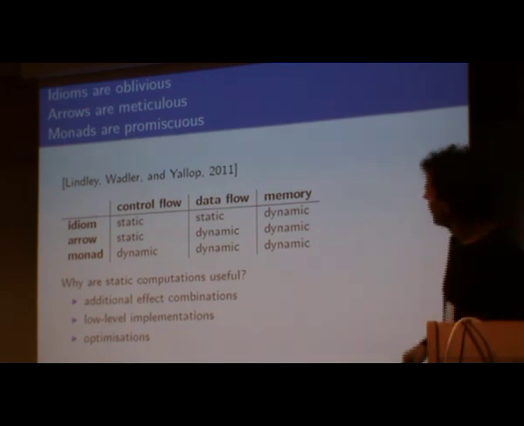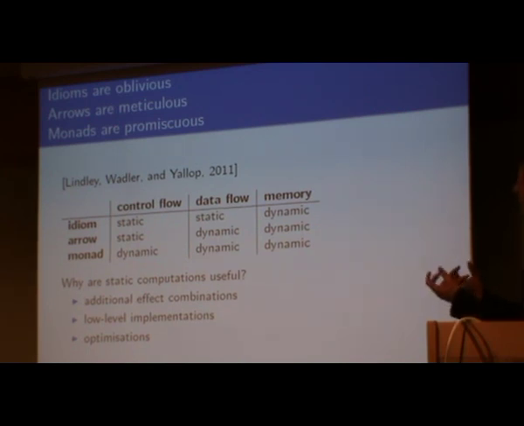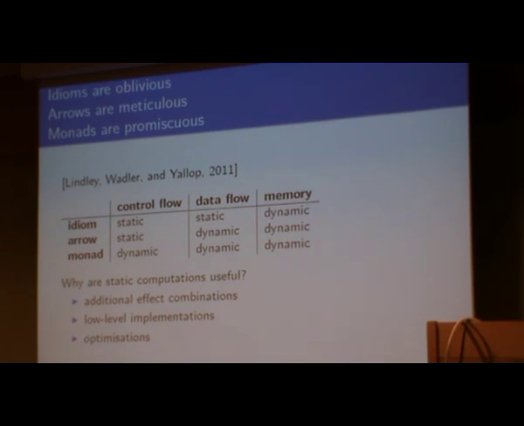Arrows are meticulous in the sense that the control flow is not allowed to be dynamic, but the data flow may be dynamic. It can meticulously distinguish between the two, and that becomes apparent when you look at the formalization. We introduced this arrow calculus, which partitions the context into two parts. Whereas monads are promiscuous, they can depend on anything.